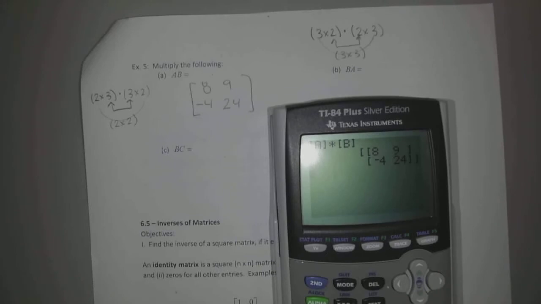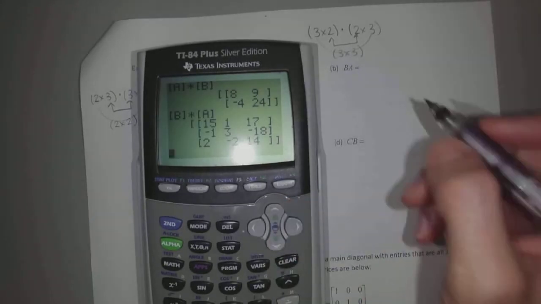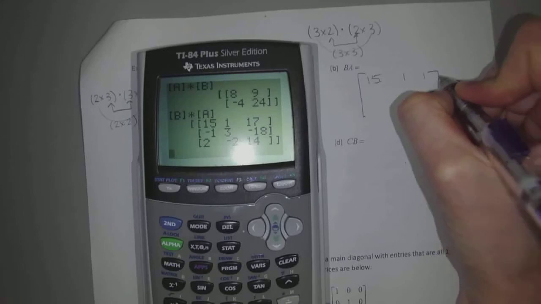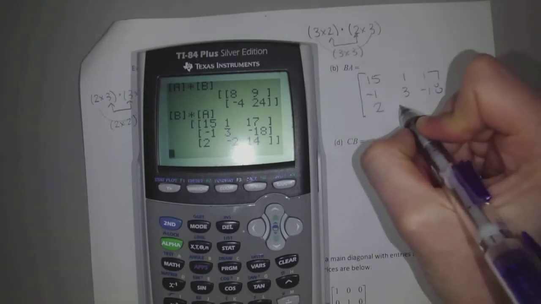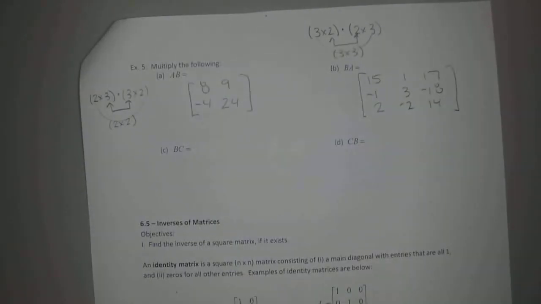Okay? So in your calculator, right off the bat, before we even put it in our calculator, we know it's not going to be the same matrix, right? Because our first one was a 2 by 2. Our second one's going to be a 3 by 3. So it's kind of crazy to think about that. So I'm going to do second matrix B times second matrix A. Look at that big guy, okay? So he is going to be 15, 1, 17, -1, 3, -18, 2, -2, 14.